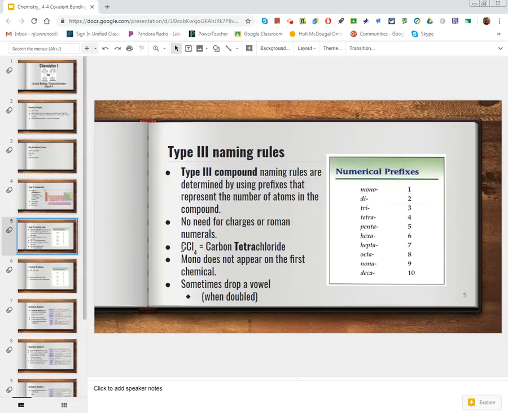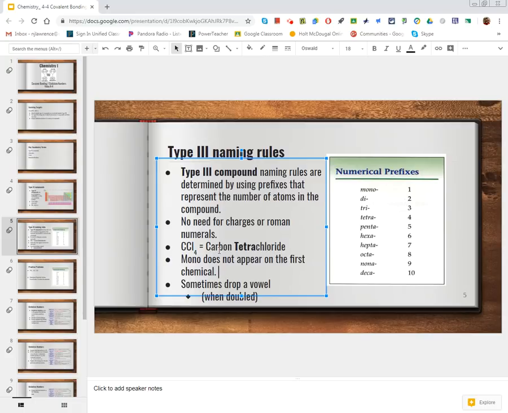An example here is we have carbon, and there's only one carbon. The prefix for one is mono, but the naming rule is we don't include mono on the first chemical. So in this example, we have carbon, we have chlorine. Remember, we changed it from chlorine to chloride. And since we have a 4 here, we're going to use the prefix tetra. So how would I name CCl4? It's simply called carbon tetrachloride.